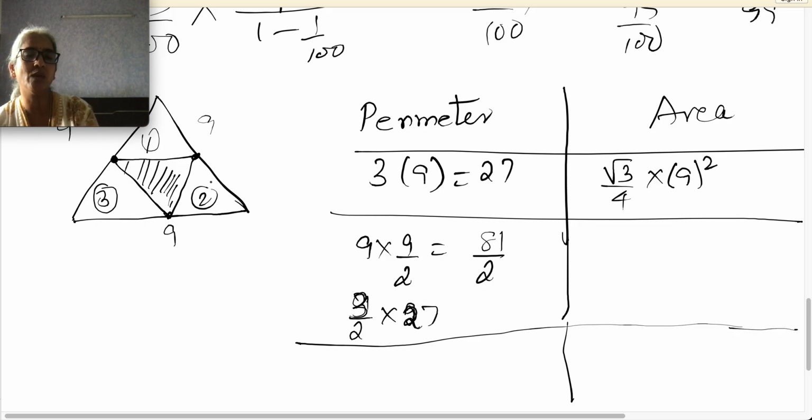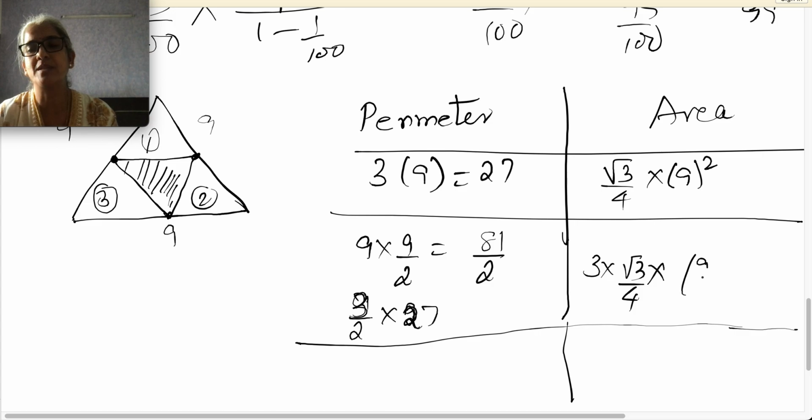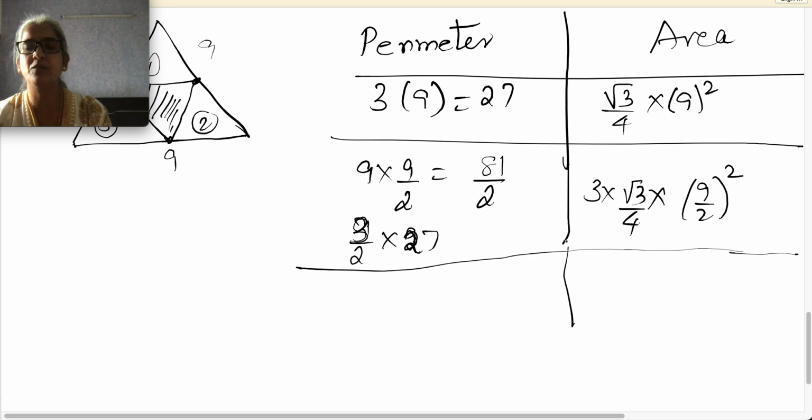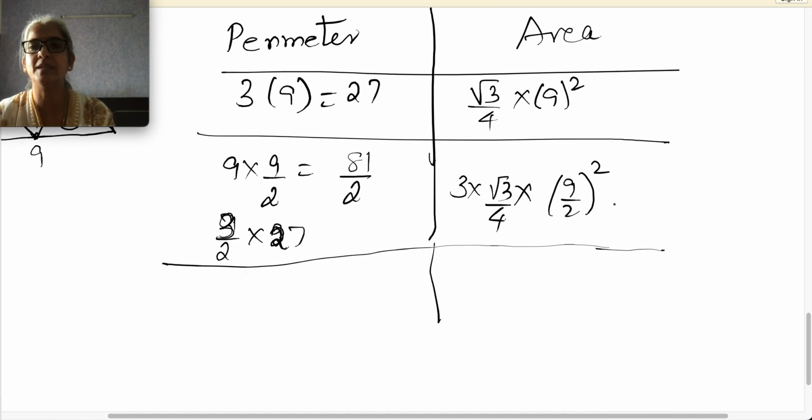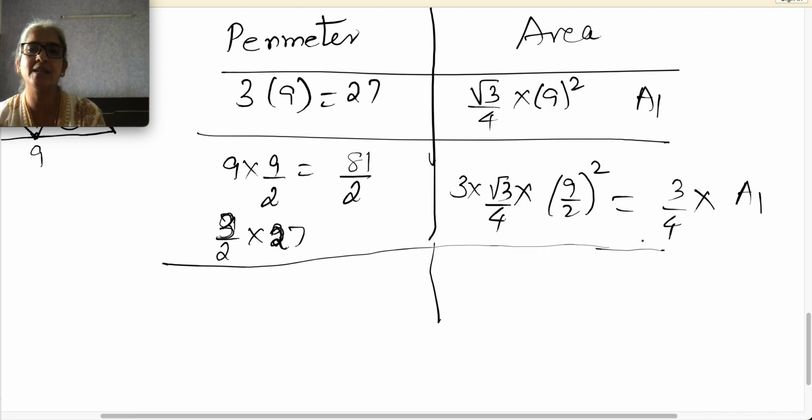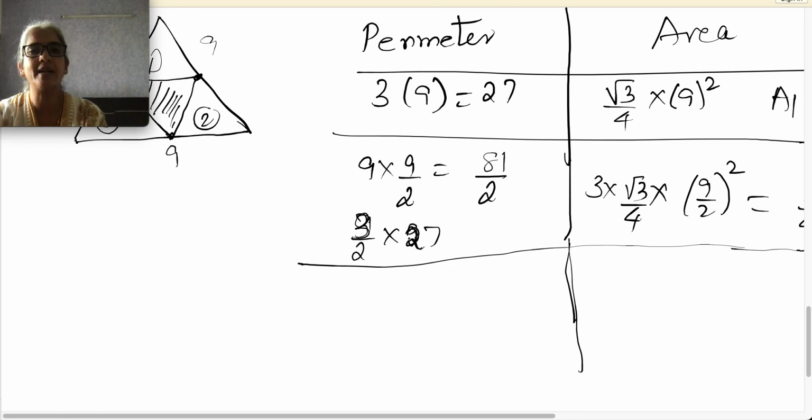So therefore, now what about the area? There are 3 equilateral triangles, each with sides 9 by 2. So 3 equilateral triangles of side 9 by 2. Again, can I write it in terms of the first term? So I want to write it in terms of first term, then 3 by 4 times whatever was the first area, right? So if this is A1, then I'm getting this as 3 by 4 A1.